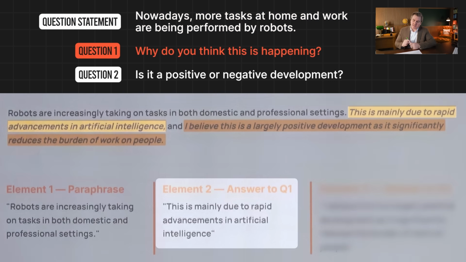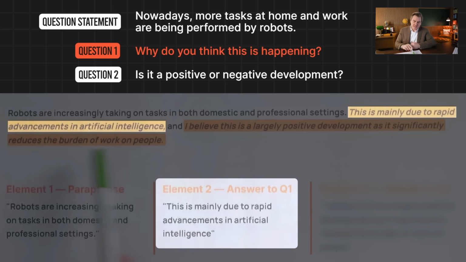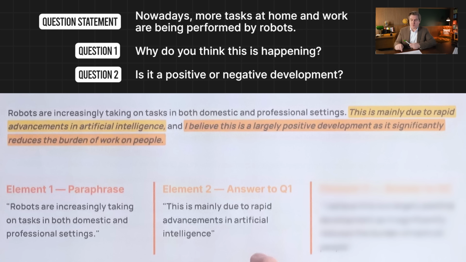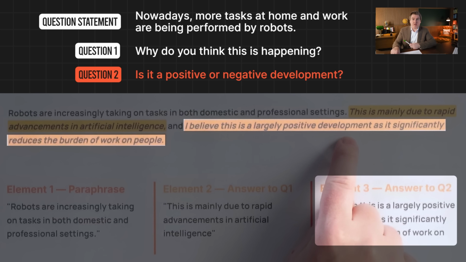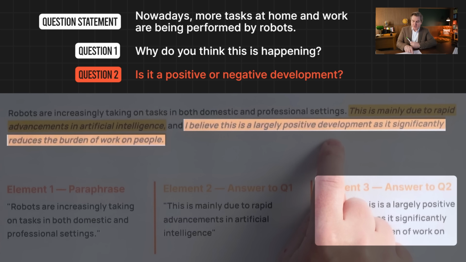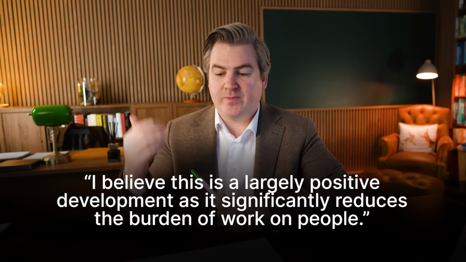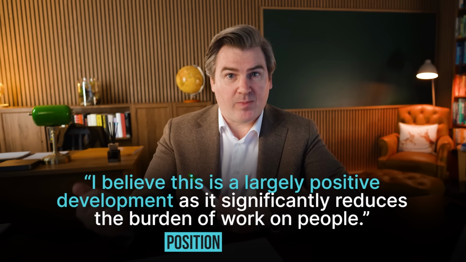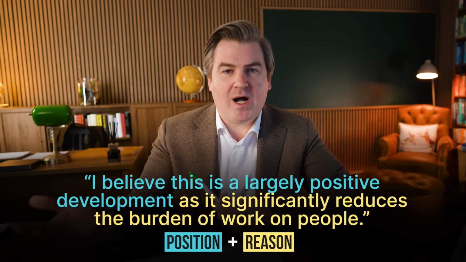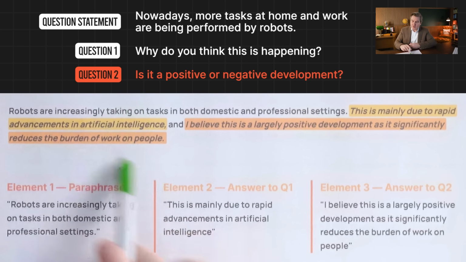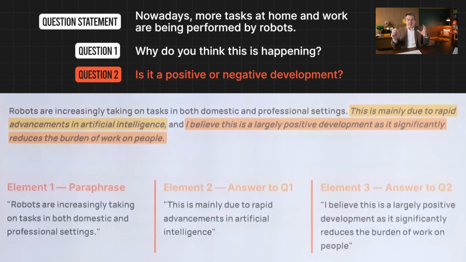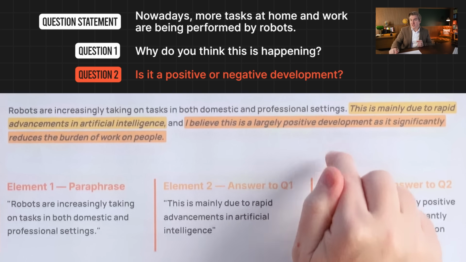Then they'll look at the second part of it. This is mainly due to rapid advancements in artificial intelligence. They have answered question 1. I believe this is a largely positive development, as it significantly reduces the burden of work on people. They have clearly answered question 2 by giving their position. I think this is positive, and here's why I think this is positive. So those 3 elements are all in there. The examiner knows exactly what the rest of the essay is going to be. Would you understand what someone thinks about the question just by reading that?